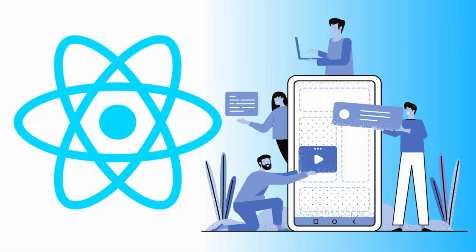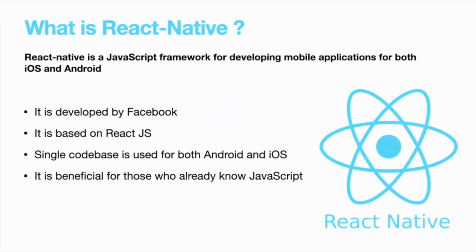So the first question is, what is React Native? React Native is basically a JavaScript framework which is used to develop apps for both Android and iOS. The biggest advantage of React Native is that we can use a single code base to write applications for both Android and iOS. It is developed by Facebook and it is based on React.js.